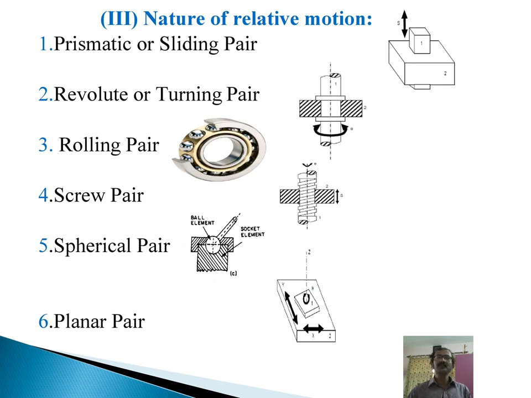Now the spherical pair. When one link in the form of a sphere turns inside a fixed link, this is also called a spherical pair. Now the planar pair. When the two rigid bodies or links have two independent translational motions in the plane and rotational motion around the axis that is perpendicular to the plane, it is called the planar pair.